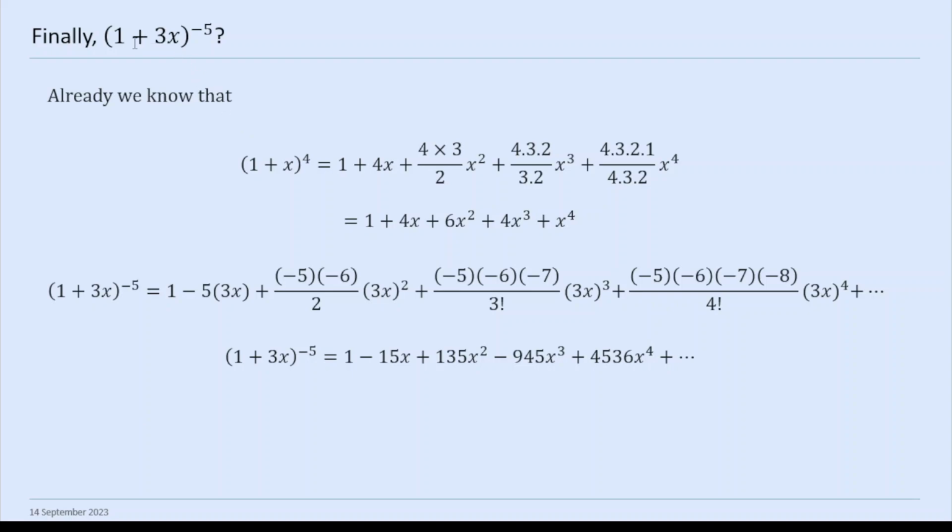Here's a more challenging one. 1 plus 3x to the minus 5. In this case, same process. We just do 1, and then it's the power times 3x, which is minus 15x. Then the power minus 1 over 2 times 3x squared, which is going to be 9. So it's 9 times 15, which is 135. Plus the power minus 1, power minus 2 over 3 factorial, then it's 3x cubed, and so on, and so on.